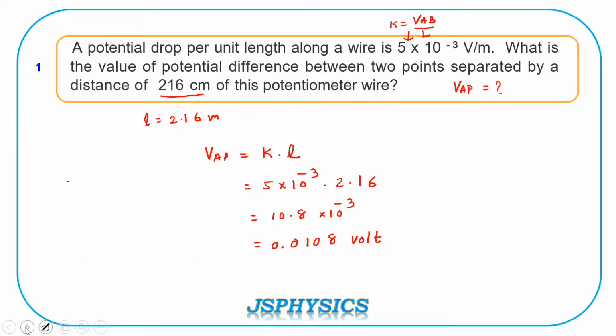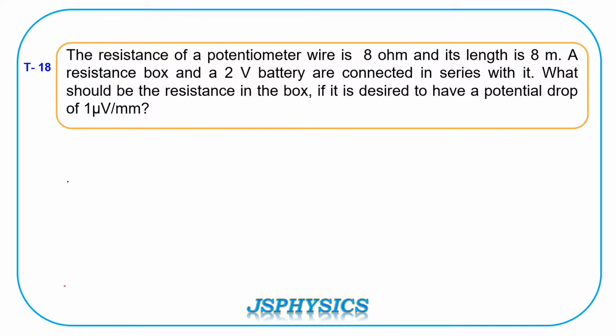Let us go to the next one. This is sum number 18 from the exercise of the textbook. Now here the resistance of the potentiometer wire is given to us. That means R is given to us. This is R, 8 ohms. Length of the wire is given to us, that is 8 meter. A resistance box and 2 volt battery. So this is given to us, which is EMF of the battery, 2 volt. And they are connected in series.